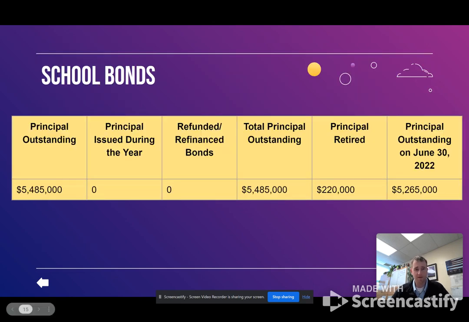School bonds, principal outstanding is just over $5.4 million. That is the total principal outstanding. The principal retired is $220,000. So as of June 30th of 2022, just over $5.2 million of principal outstanding.